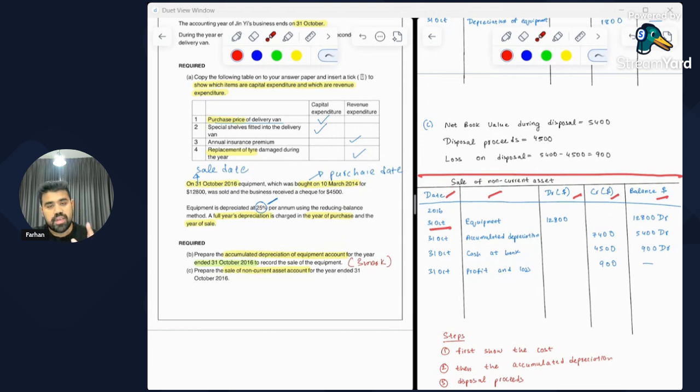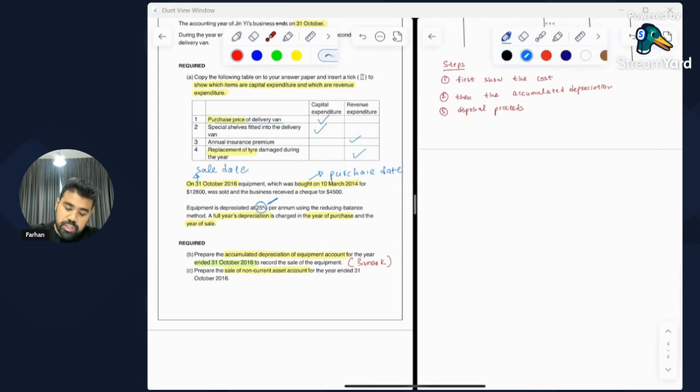Whenever you're preparing the sale of non-current asset account, the first thing that you should show is the cost of the asset that we had sold, okay? And I'm going to show you some journal entries so that you understand how everything adds up. All right, so make sure to focus and follow through so that you have a clear understanding. First of all, as we have mentioned, we want to remove the cost of the asset that we had sold, okay? All right.